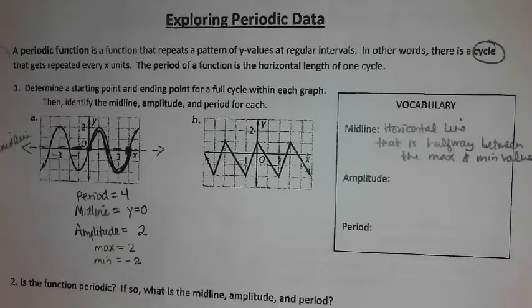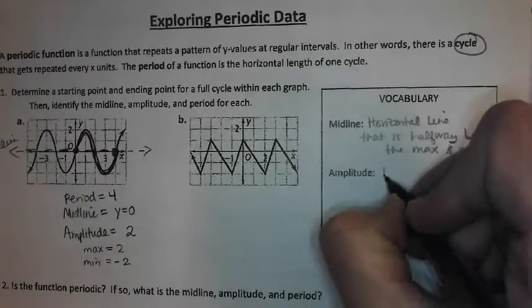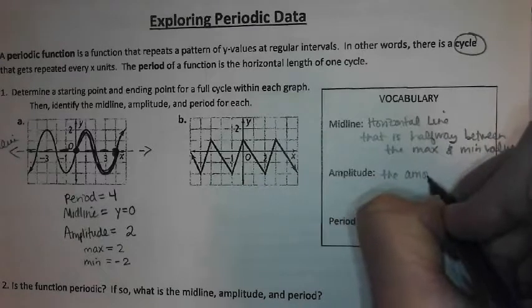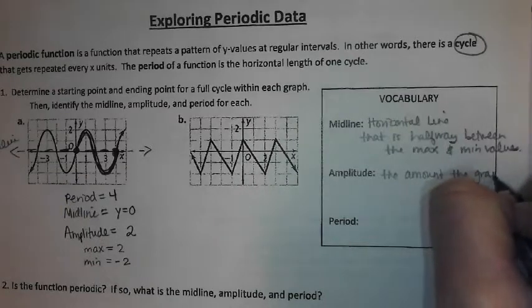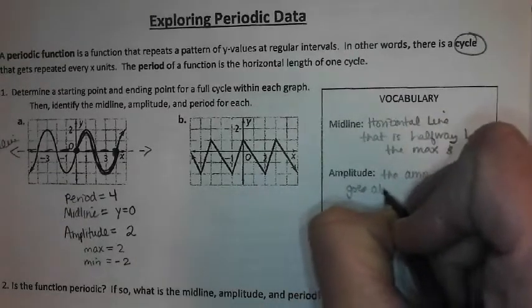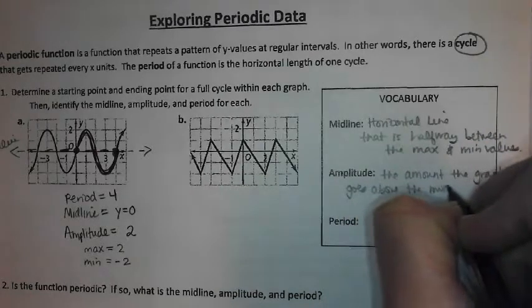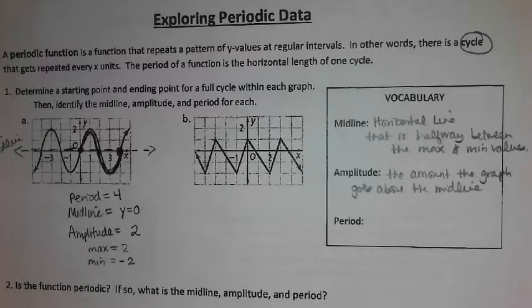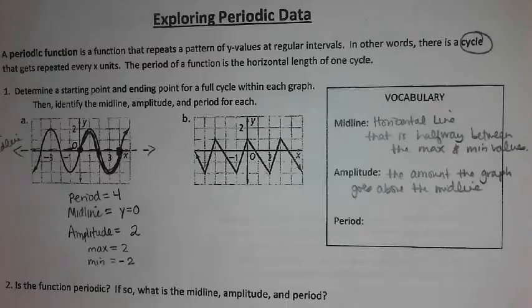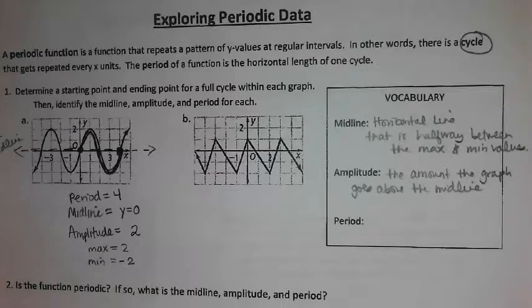The amplitude I'm going to define exactly the way Isaiah said. It's the amount the graph goes above the midline. Does that make sense to you guys? I want to write a definition that makes sense to you. I have a feeling if I looked up the formal definition, it would be more confusing, that's how definitions are. They tend to make it more confusing. And the period is the length of one full cycle.